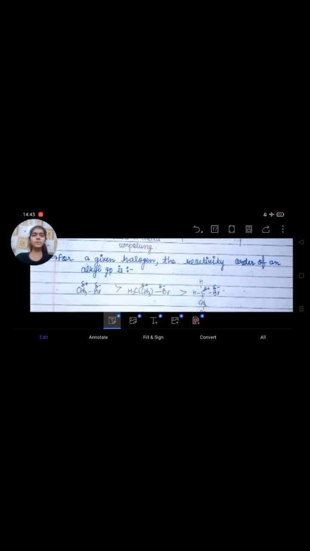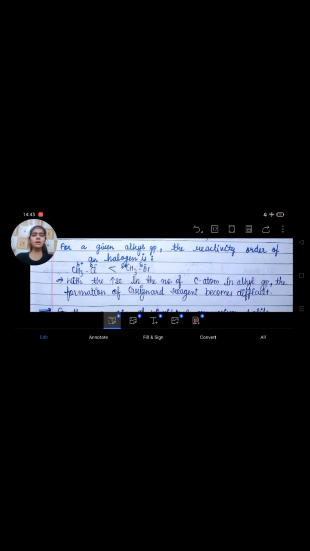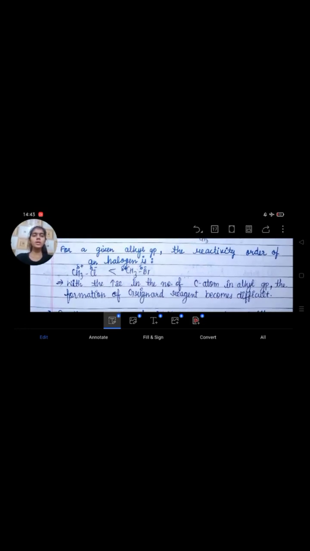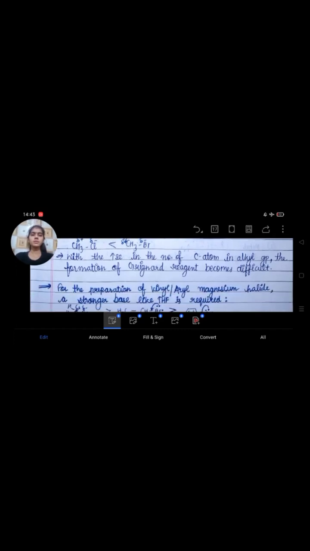For a given alkyl group, the reactivity order of the halogens is as follows. Chloromethane is less reactive than bromomethane, because with the increase in the number of carbon atoms in the alkyl group, the formation of Grignard reagent becomes difficult.